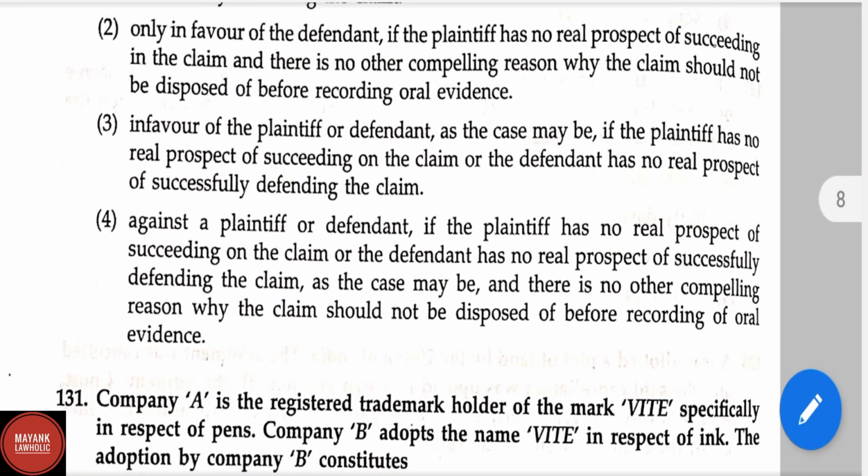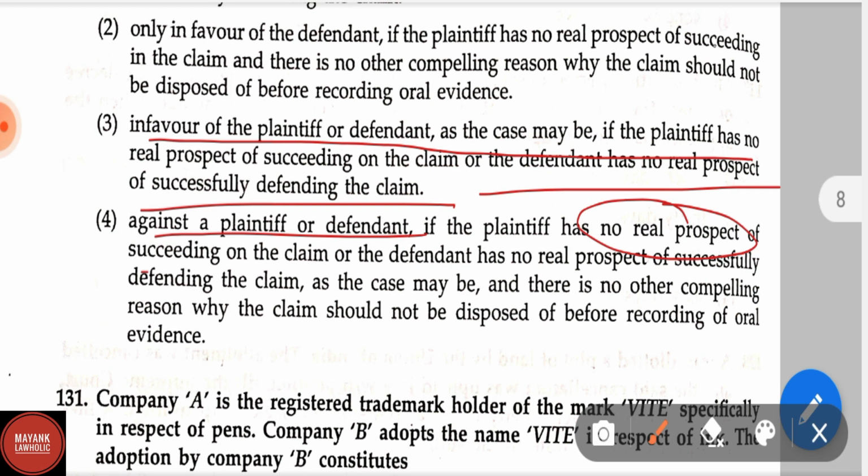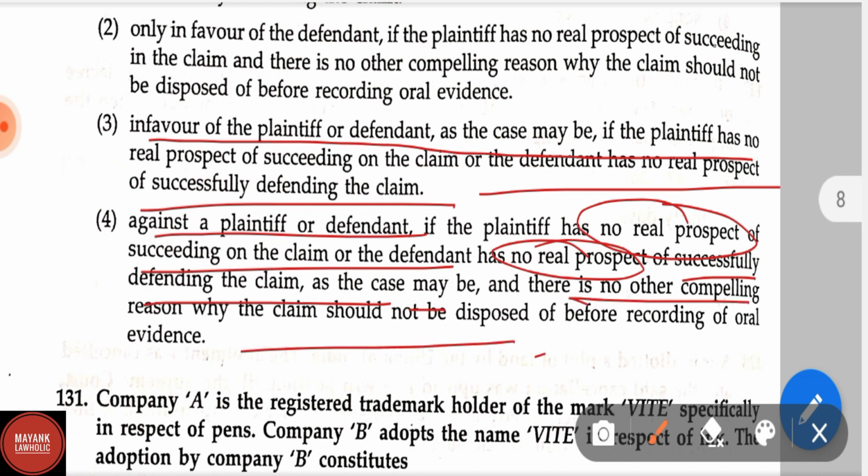And option 3, in favor of the plaintiff or defendant as the case may be, if the plaintiff has no real prospect of succeeding on the claim or the defendant has no real prospect of successfully defending the claim. And option 4, against the plaintiff or defendant if the plaintiff has no real prospect of succeeding on the claim or the defendant has no real prospect of successfully defending the claim as the case may be, and there is no other compelling reason why the claim should not be disposed of before the recording of oral evidence.